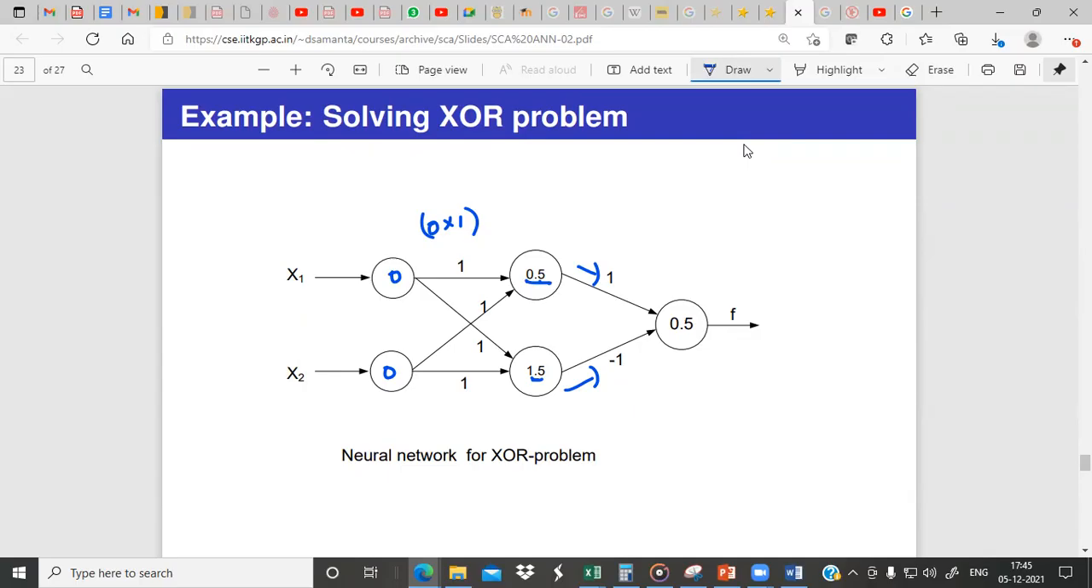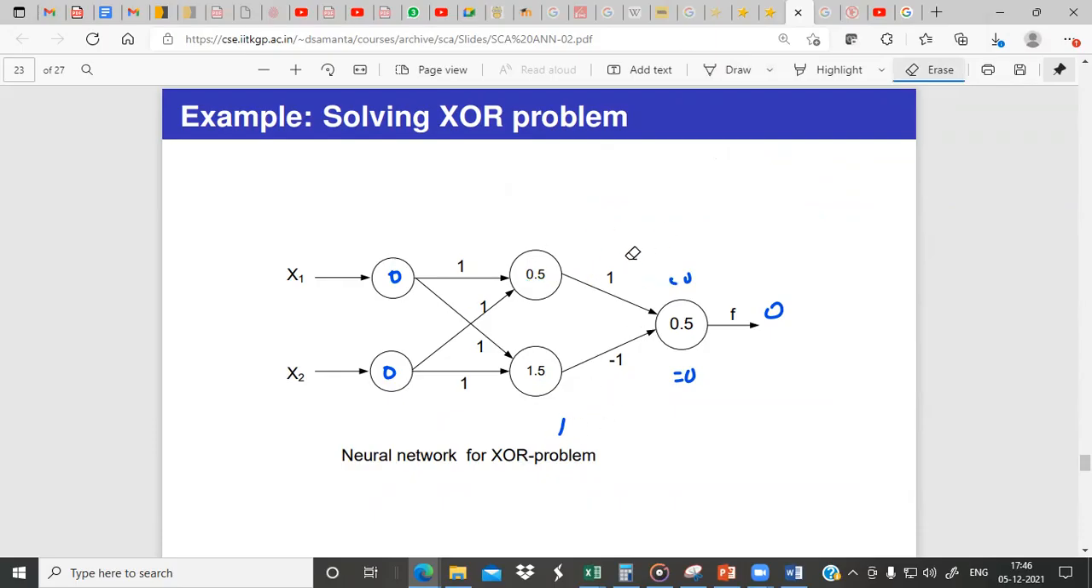So this is 0 into 1 plus 0 into 1, which is 0. Is 0 greater than 0.5? No. So it produces 0. Similarly, if you see this case, here also it is 0 into 1 plus 0 into 1, which is 0. Is 0 greater than 1.5? No. So it produces 0. So 0 into 1 is 0, 0 into -1 is also 0. So 0 plus 0 is 0. Is 0 greater than 0.5? No. So the output is 0. This is the case for both inputs being 0.